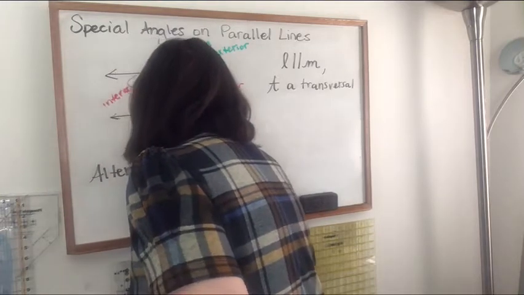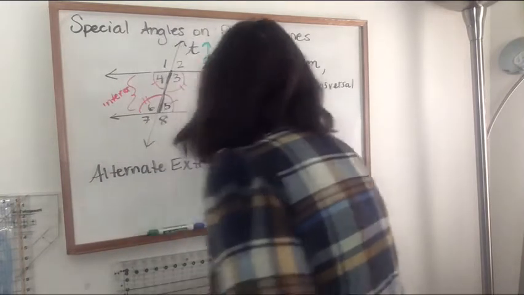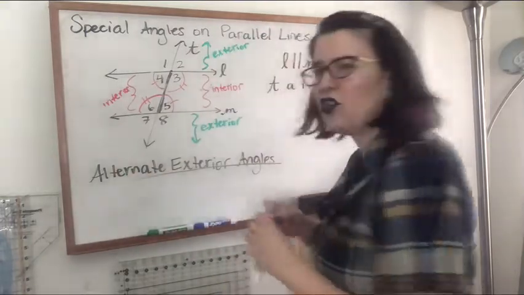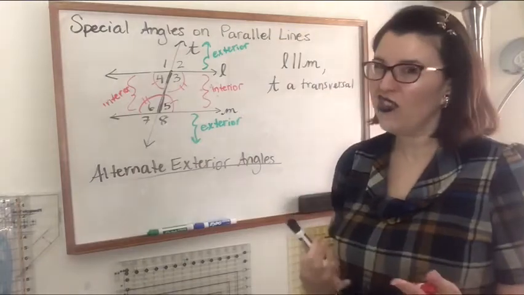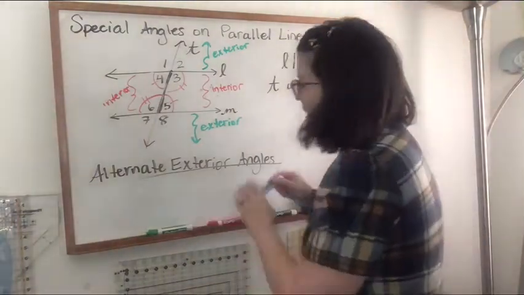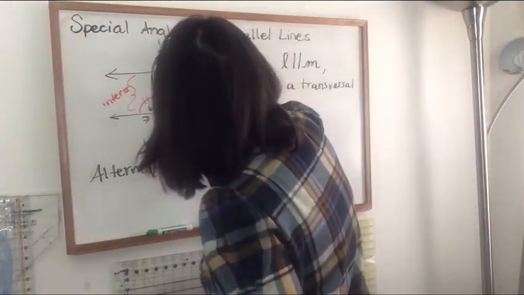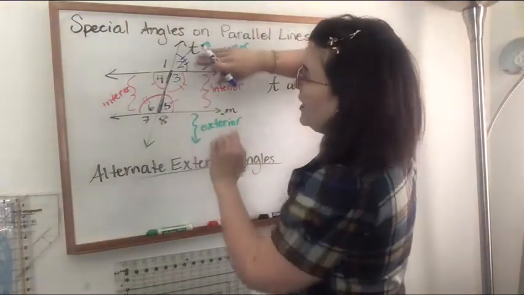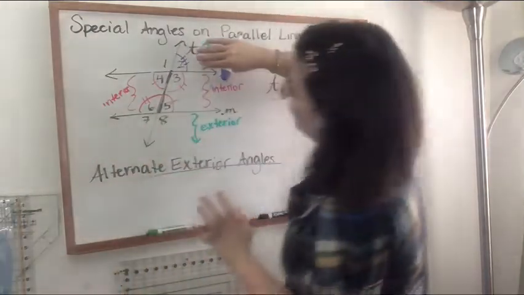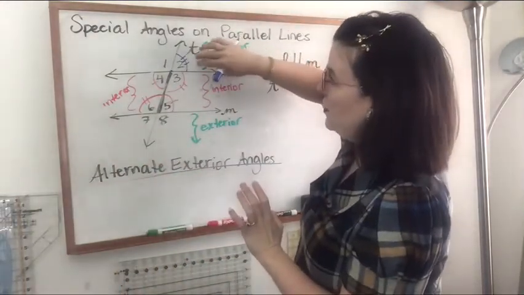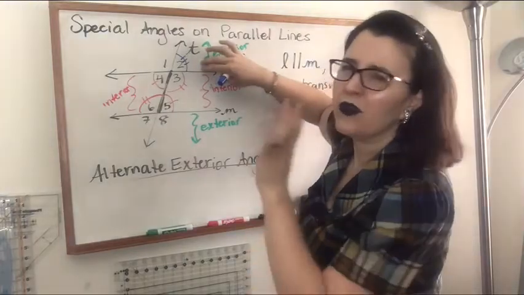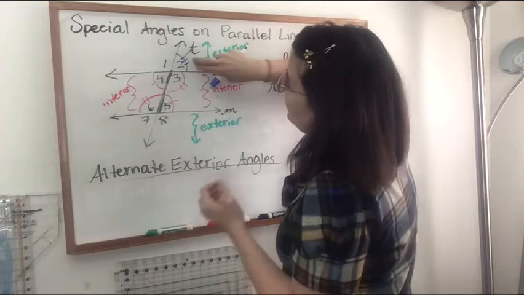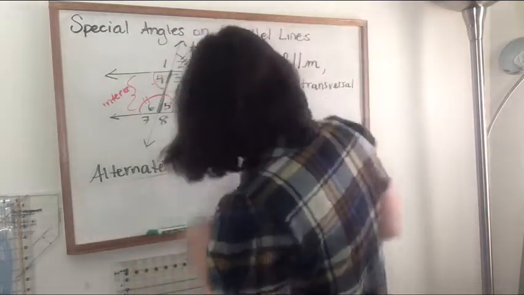Alternate exterior hold this same idea, but it's a little bit harder to see because there's more junk in the way. So let's start with angle 2. Angle 2 is an exterior. It is on the right-hand side. Well, as you're looking at it, it's on the right-hand side of the line. Sorry, the camera is backwards. Just bear with me. And if I'm saying it wrong, please forgive me. All right, it's on the right-hand side of my transversal.